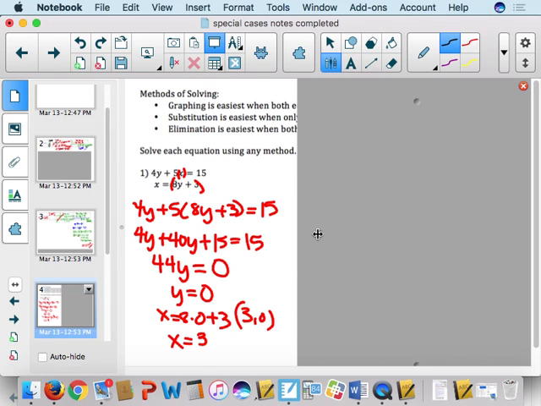Number 3 is ready to grab. This one. Yeah. No, that's solution.